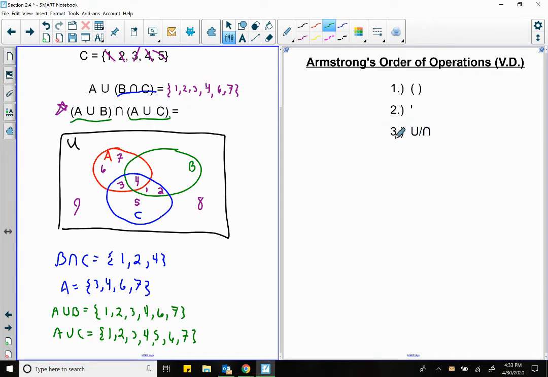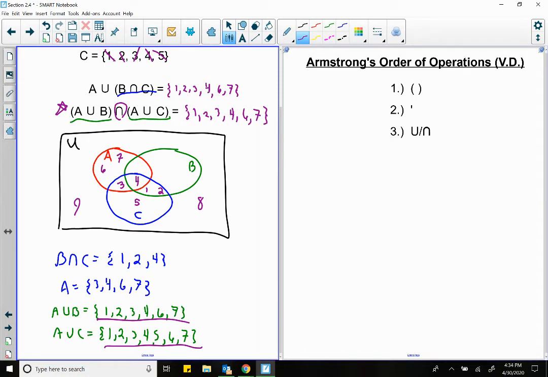And then now we deal with the intersection and union. So last but not least, it wants us to take care of this intersection there. Intersection is what's in common. What is in common between these two sets down here? What do these two sets, A union B and A union C, have in common? Well, if you look between them, they both have a 1, a 2, a 3, a 4, 6, and 7.